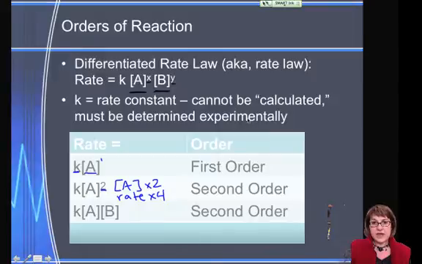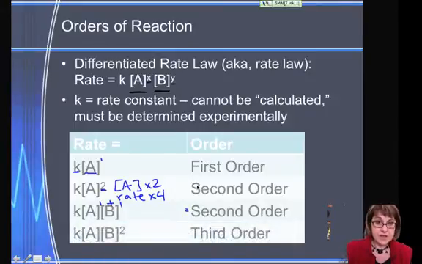Now, what if we had the concentration of A times the concentration of B? That would be like A is raised to the first power, B is raised to the first power. So overall, we have two things. We add up these exponents for an overall second order rate law.